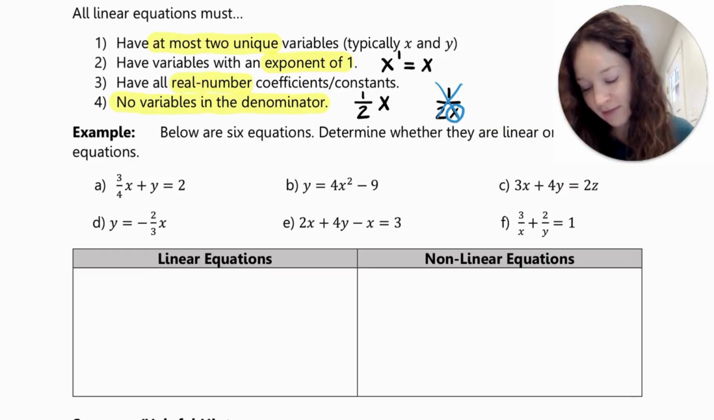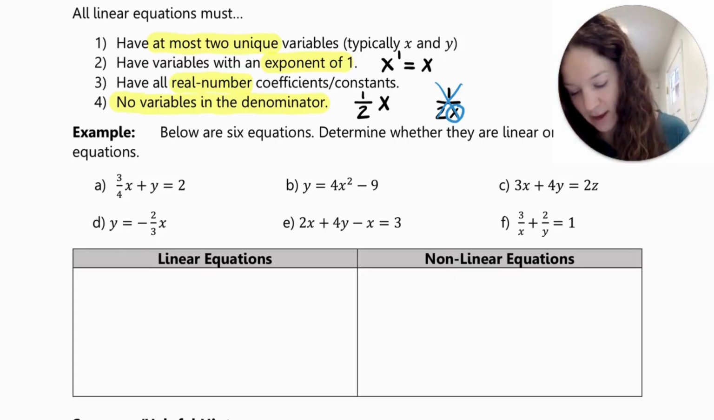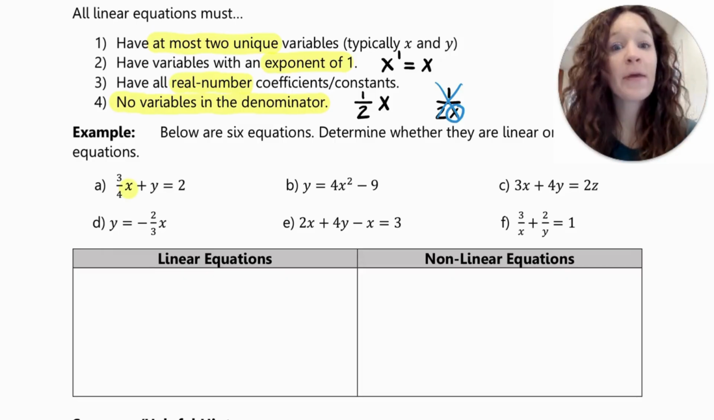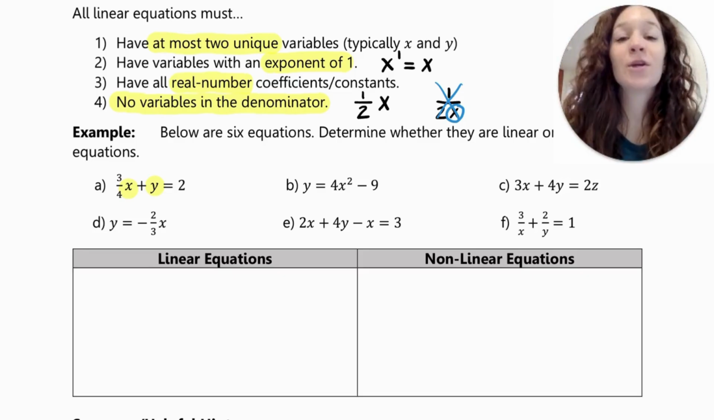Looking at that first equation A, we have 3/4 x plus y equals 2. So I look at my variables right away, x and y. First of all, they both have an exponent of 1. That is great. They don't have anything crazy. I say, is anything crazy happening to them?